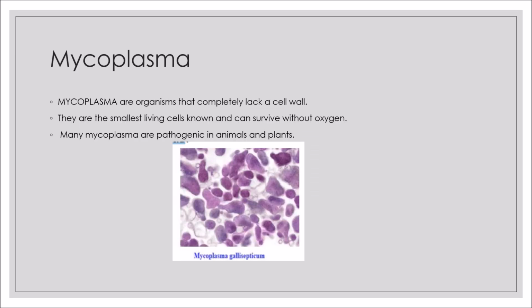Next is mycoplasma. As I already told you, actinomycetes and mycoplasma also come under the kingdom Monera. The mycoplasma are organisms that do not have a cell wall, and they are the smallest living cells known. They can survive without oxygen also. And many mycoplasma are pathogenic, that is, they affect animals and plants by giving diseases. Most categories of mycoplasma are like that, but some are also good.